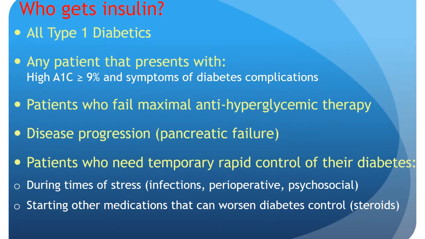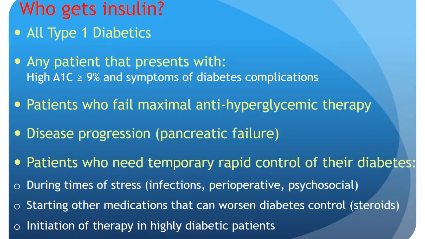Or if your patient is starting another medication that can worsen the diabetic control, like steroids. Patient starts taking corticosteroids for some rheumatoid arthritis or other autoimmune disease. This is the time to give insulin, because you will expect it's going to be hard to control diabetes. And sometimes when you start therapy in a highly diabetic patient, you want to give this push at the start by temporarily using insulin.